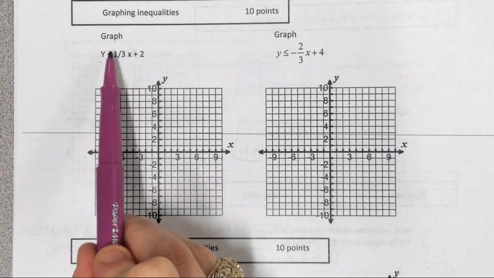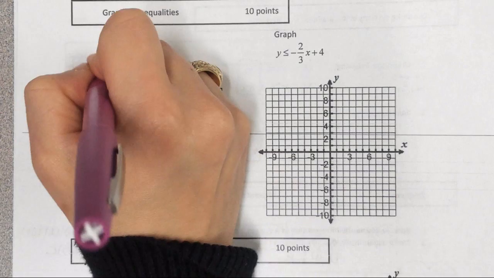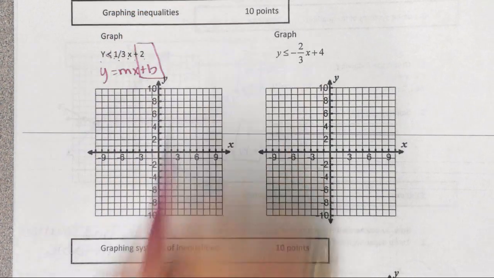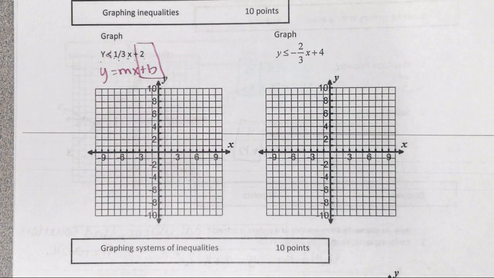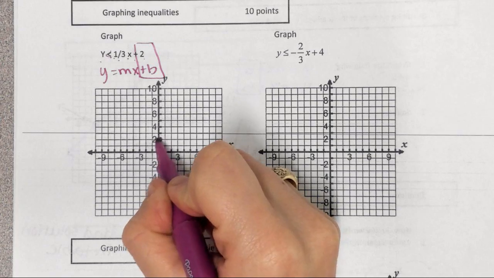So here we have y is less than 1/3 x plus 2. This is also in slope-intercept form. So we know that we're going to start with our y-intercept. In this case, it is our b, and here it's a 2. So we're going to go up to 2, and we'll start there.